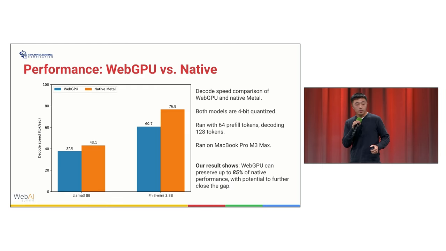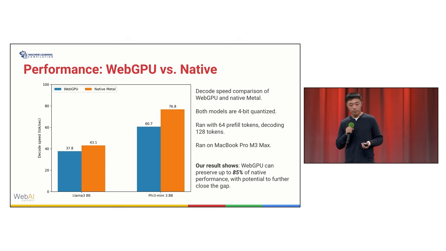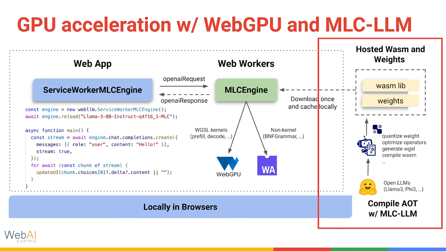And so WebGPU provides a lot of convenience, but it may come at a cost because it's doing some abstraction. And therefore, in this case, we compare WebGPU performance with native Metal kernel on the same laptop. And the conclusion is that from our results, WebGPU kernel can maintain 85% of native performance, and we believe there's more potential to close the gap. So that is how WebLLM supports GPU acceleration with WebGPU.